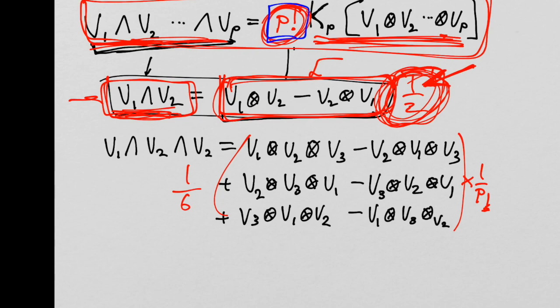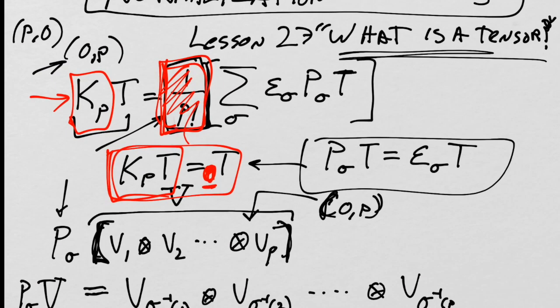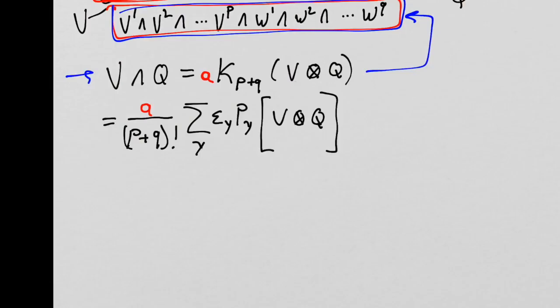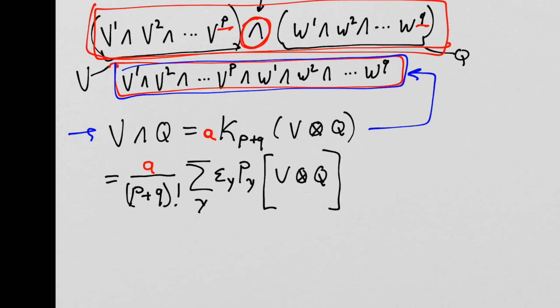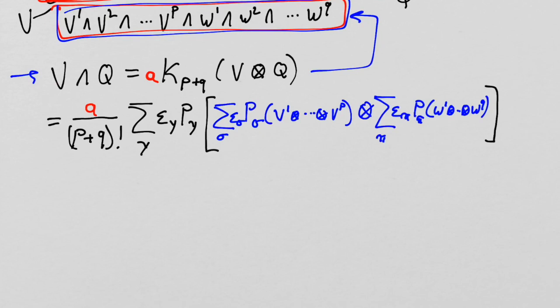That goes all the way back to this P factorial here, the one that I've been crossing out over and over again. That P factorial is now P plus Q factorial because we're dealing with K P plus Q. And I keep this little A there. Now I'm going to substitute for V and substitute for Q. Remember, V and Q are just these simple wedge products, so they're easy to put in there. This part of the blue is the substitution for V, and this part of the blue is the substitution for Q. The only part that's missing is that there's a factorial in front as part of the definition of the anti-symmetrization operator on P and the anti-symmetrization operator on Q.